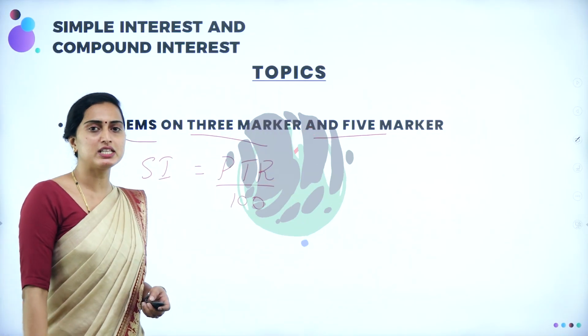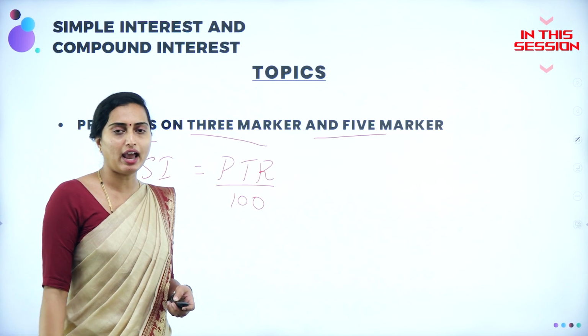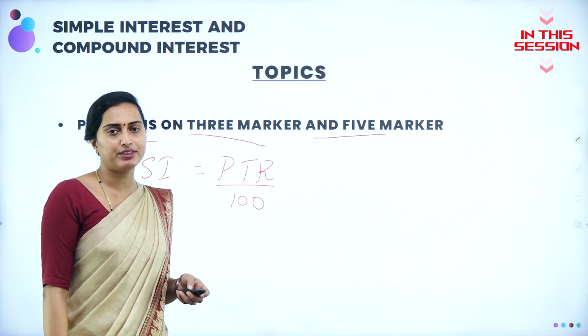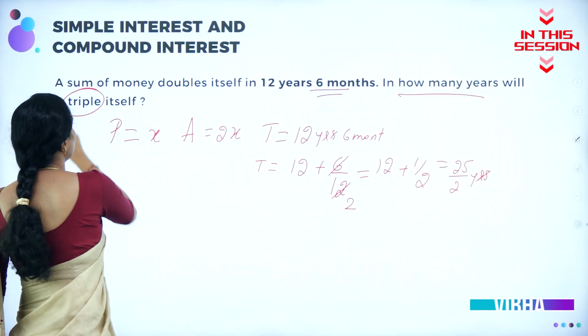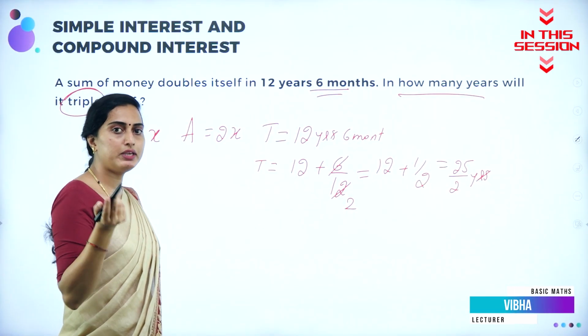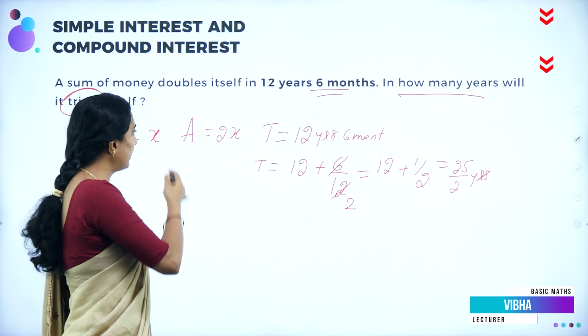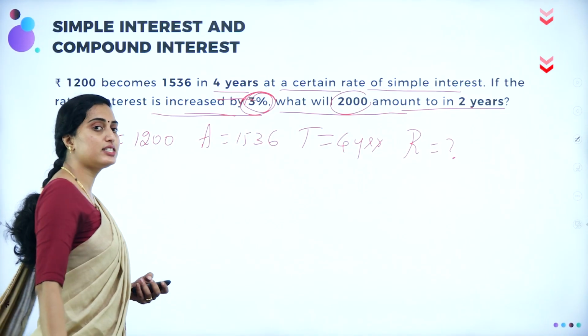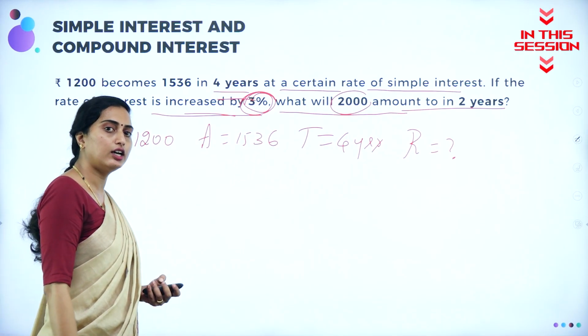P is nothing but the principal amount, T is nothing but the number of years per annum, and then R is nothing but the rate of interest you are going to have per year. Triple itself. Triple means what? A will be equal to 3x. Let me calculate for that one also. After calculating the simple interest, when it is increased by 3%, by calculating this rate of interest and add up to that a 3%.